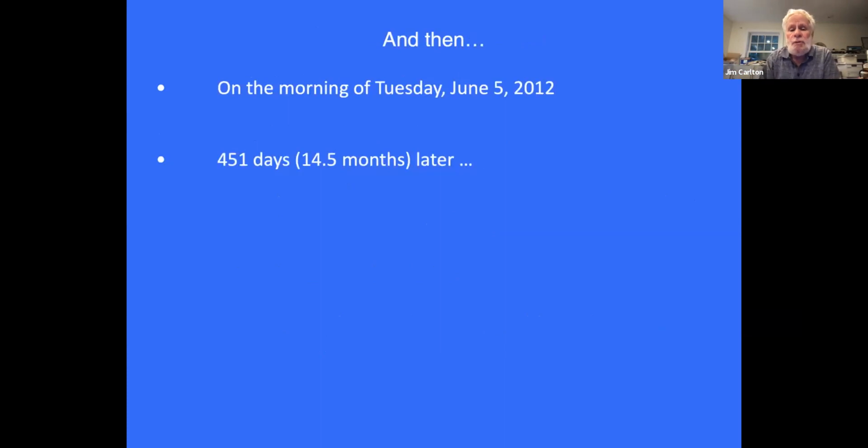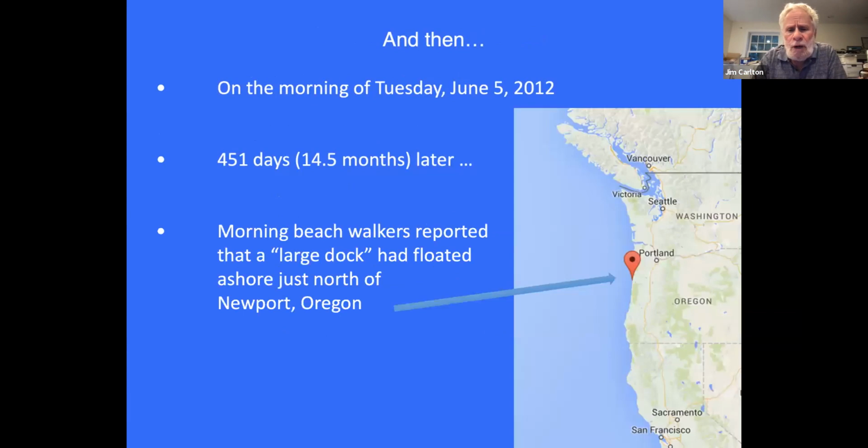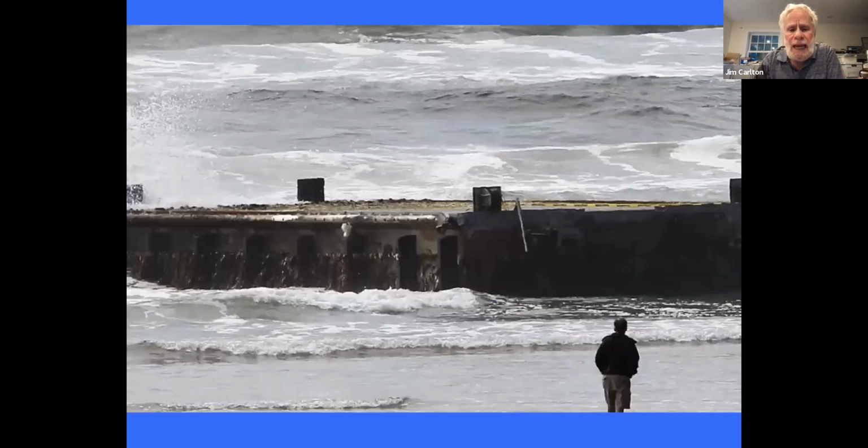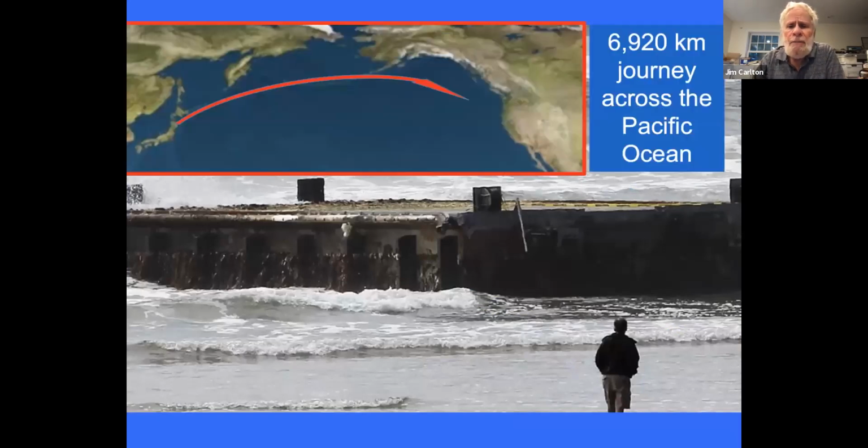Now it's June 5th, 2012. A little over 14 months later, morning beachwalkers report a large dock has floated in around Central Oregon, just north of Newport, Oregon. Coincidentally, about 5 miles north of the Oregon State University Marine Lab. And this is what it looked like when it first washed ashore. It had made a nearly 7,000 kilometer journey across the Pacific Ocean.